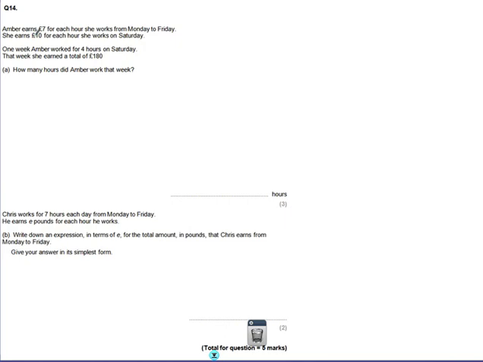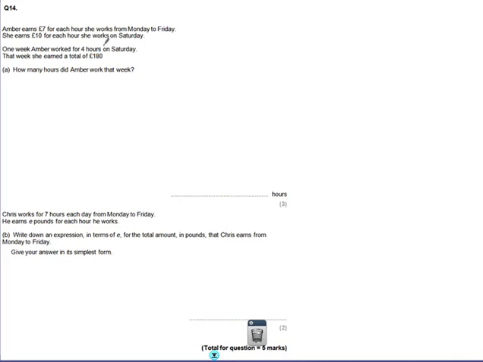Question 14. Amber earns £7 for each hour she works from Monday to Friday. She earns £10 for each hour she works on Saturday. One week, Amber worked 4 hours on Saturday. That week she earned a total of £180. How many hours did Amber work that week?